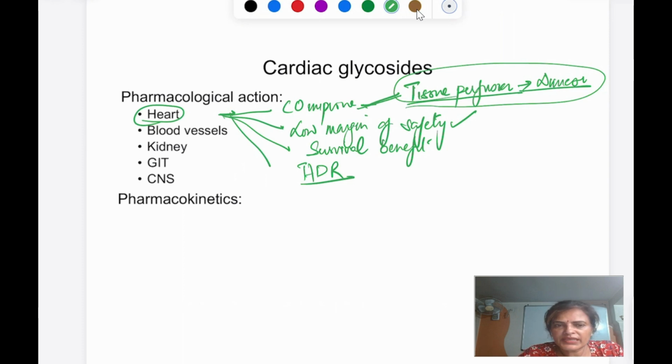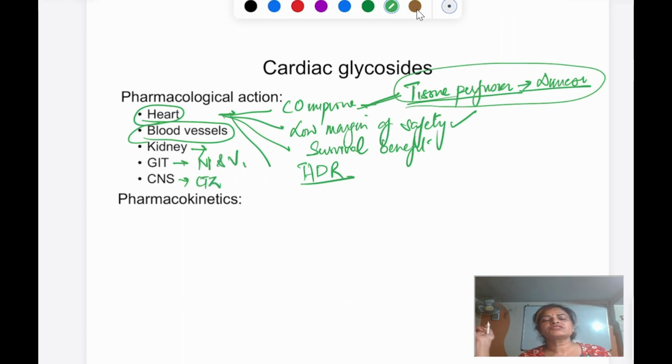I will be taking up what are the important adverse effects shown by this drug. On blood vessels, there is nothing very special. In normal people, if we give it, it is going to cause vasoconstriction, but this is improved if the person is having CHF. If you give digoxin with CHF, then it is not going to cause vasoconstriction. In the kidney, diuresis, that is the main effect. In the GIT, not much effect, but because of CTZ center stimulation in the CNS, the patient will have nausea and vomiting, which is a very important side effect. One of the important side effects with this is nausea and vomiting.